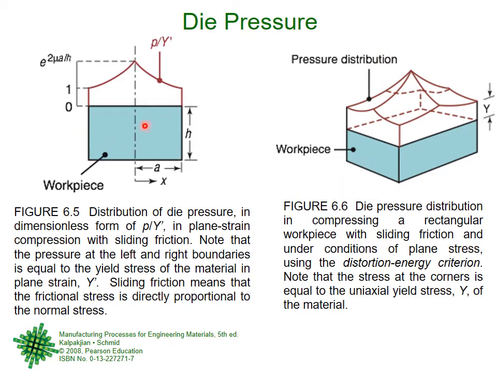So in 2D, if this is the central axis, then this is the total width A, right? This is the total height H from the beginning, and you are measuring the distance X from here. So in the middle, there is this maximum pressure, right? The equation was there, this e raised to 2 mu A upon H, p upon Y dash, right?